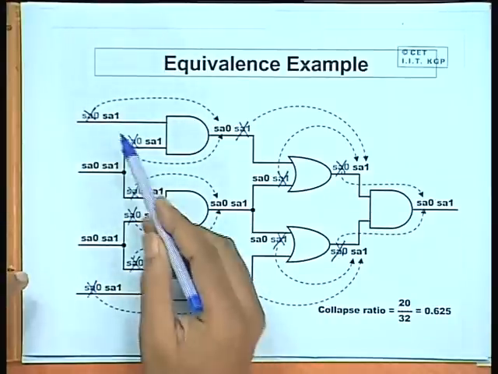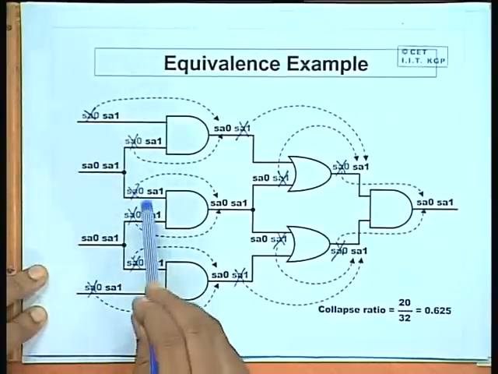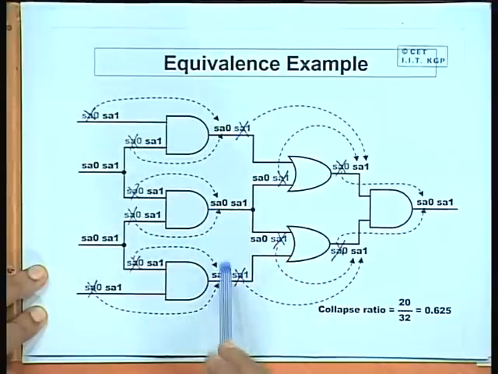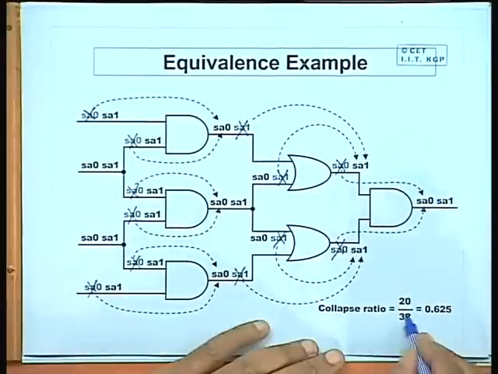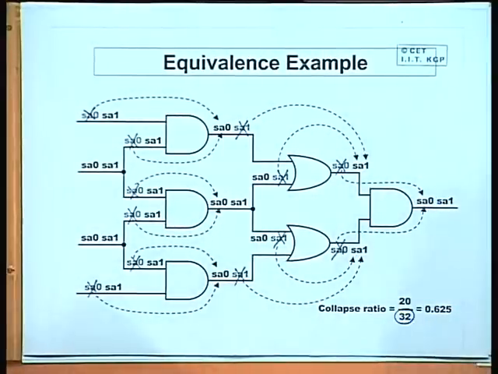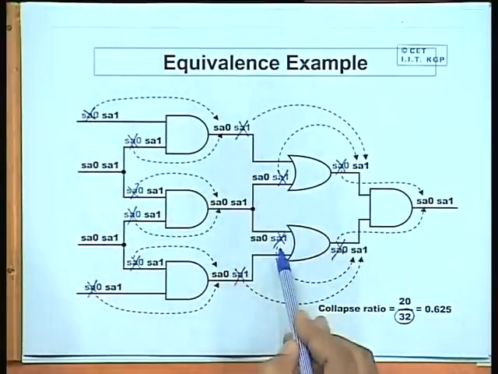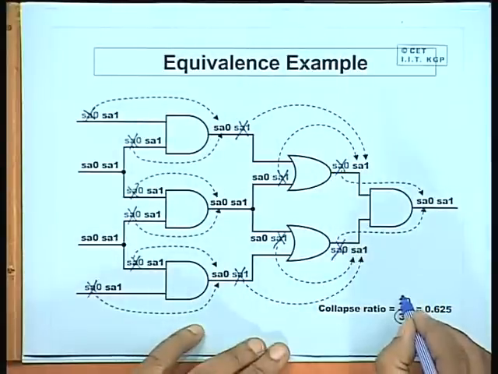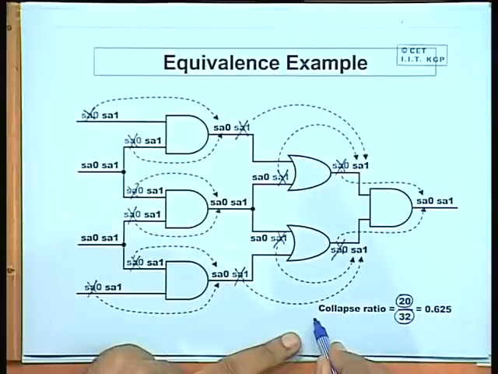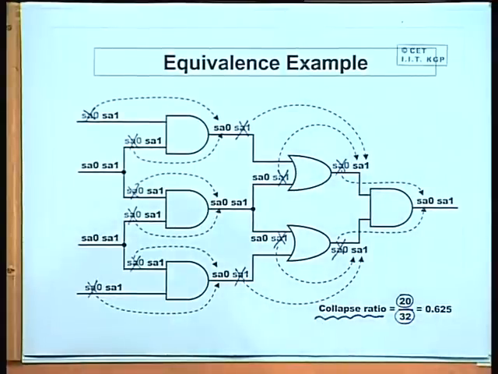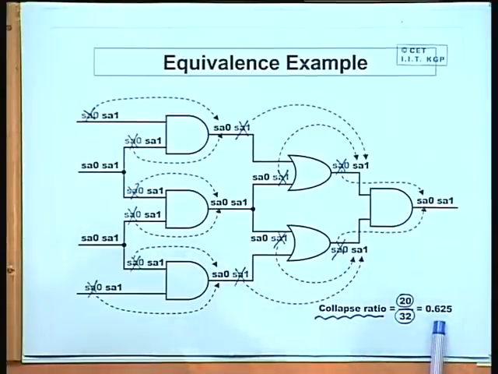So, in this circuit, how many lines were there? 1, 2, 3, 4, 5, 6, 7, 8, 9, 10, 11, 12, 13, 14, 15 and 16. So, there were 32 faults total. Out of them, we have deleted 12. So, we are left with 20 faults. This ratio is sometimes called the collapse ratio, that using fault equivalence, we can reduce the number of faults to about 62% of the original.